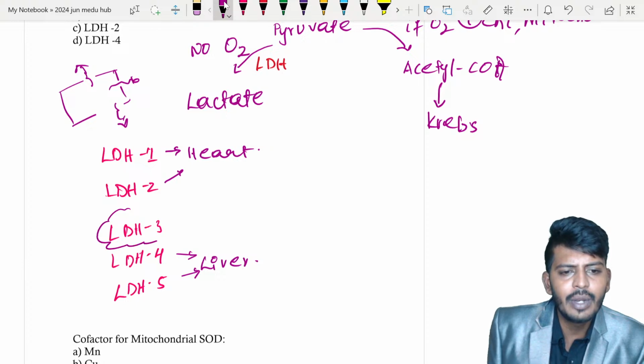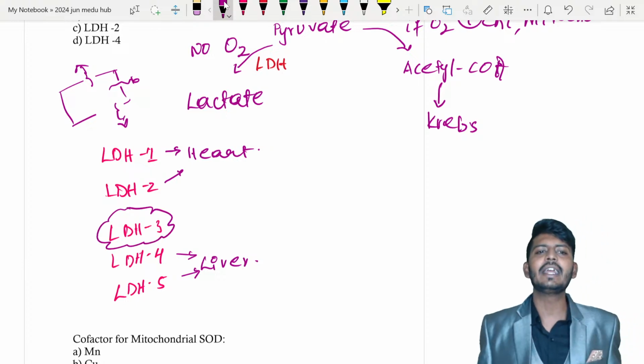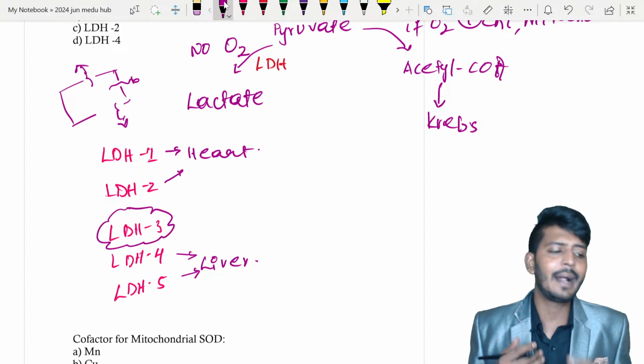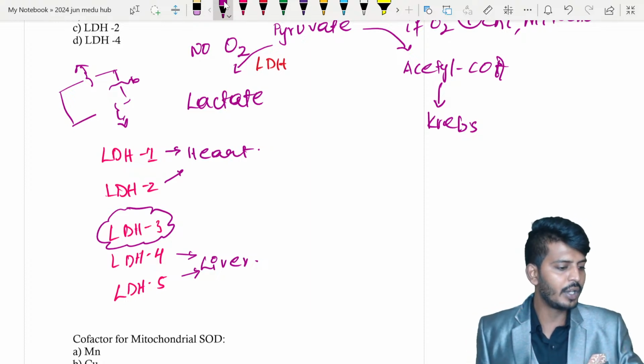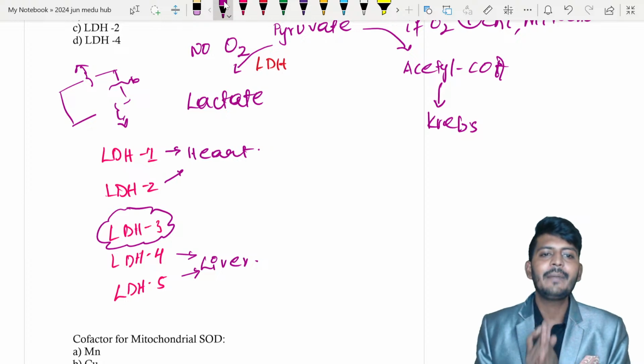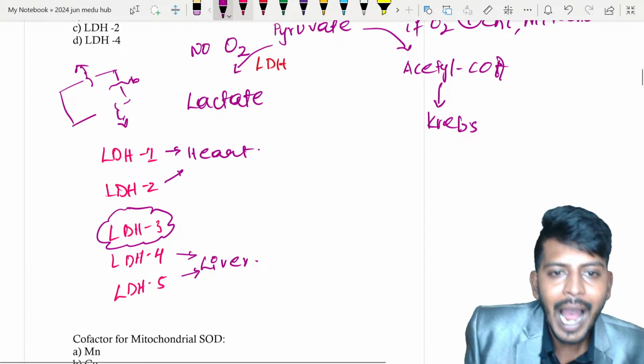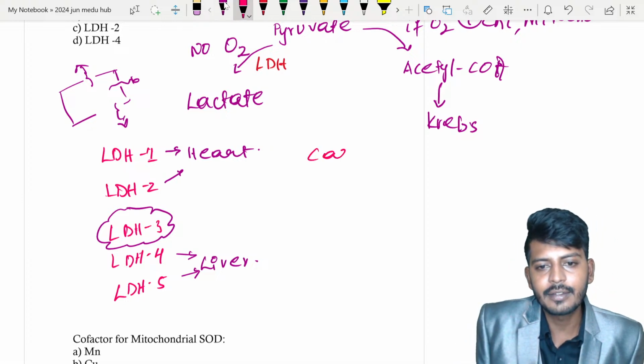Okay, so listen to me. LDH3 is believed to be present in the kidney, but there is no conclusive proof for that. Okay, so this is the story of your LDH 1, 2, 3, 4, 5 and also cardiac markers.